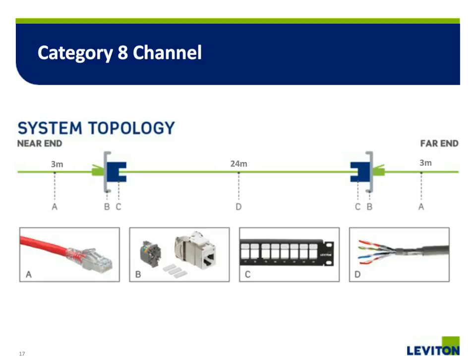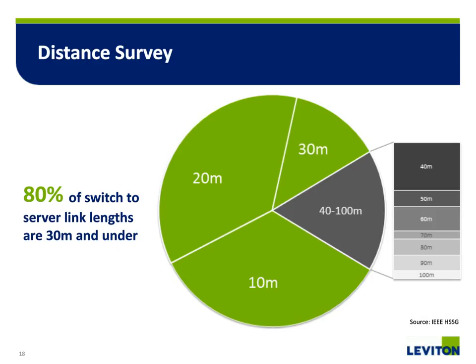One question we get is, how did you get the 30-meter limitation? Well, a survey was conducted, and what we found is 80% of the switch-to-server links in the data centers are 30 meters and under. So in this way, we were able to design a shielded twisted pair system that would be deployed in the data center and hit 80% of the applications. So anything over 30 meters will still have to use the fiber links that are already in play.